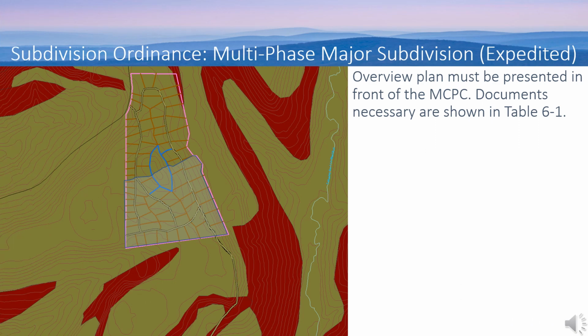For a quick side-by-side comparison, see the Guideline Toolkit for more details. This overview plan must be presented in front of the MCPC. The necessary documents and submissions are shown in Table 6-1.